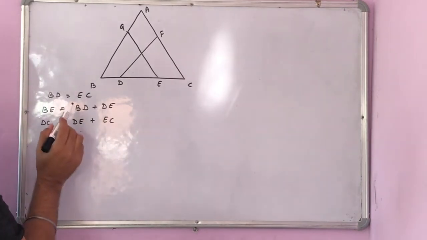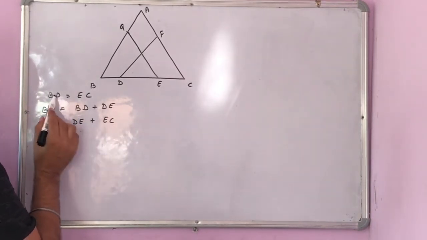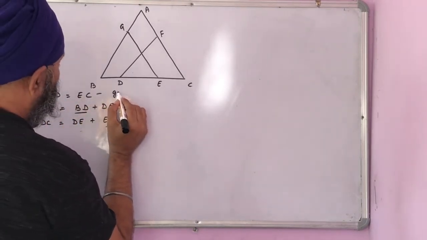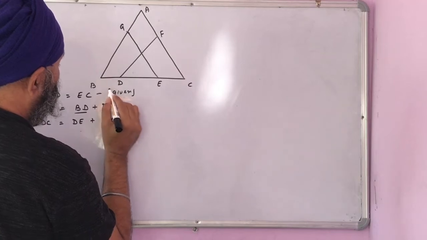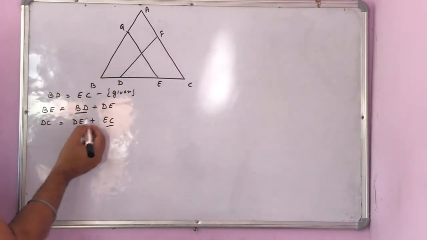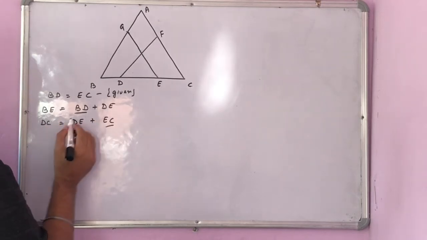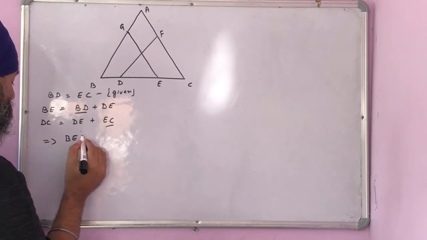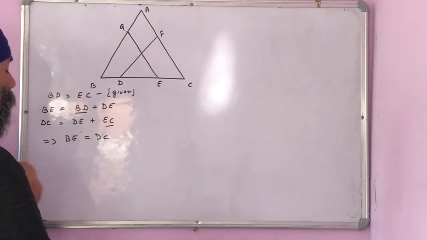But BD and EC are equal, it is given. You can write given here. BD and EC are equal, DE is common to both. These are equal, so it implies that BE is equal to DC.